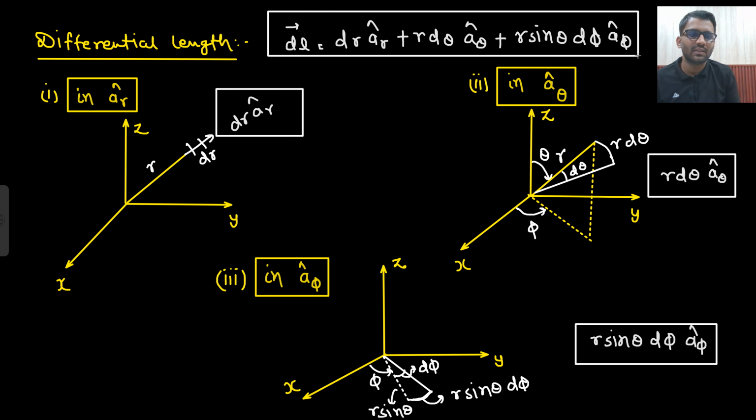Your dl is dr ar cap. If you work in theta, that will be r d theta a theta, and if you work in phi, that will be rho d phi, and rho is r sin theta. So r sin theta d phi. So this you need to remember, and you will be able to remember it very easily: dr, r d theta, r sin theta d phi. I hope you are not getting confused with the formula. In the end we will write down all the summary, but I am giving my level best so that you can remember these formulas. I am not asking you to mug it up. There is a way: dr, r d theta, r sin theta d phi. So you will be able to remember it.